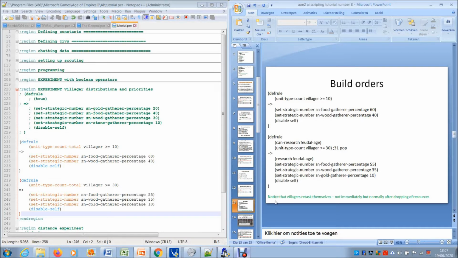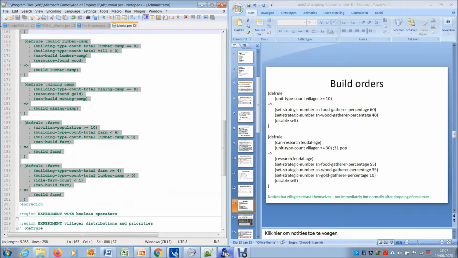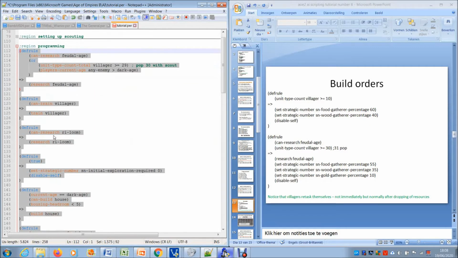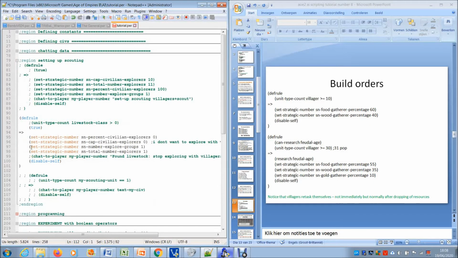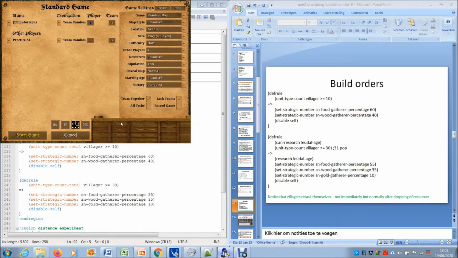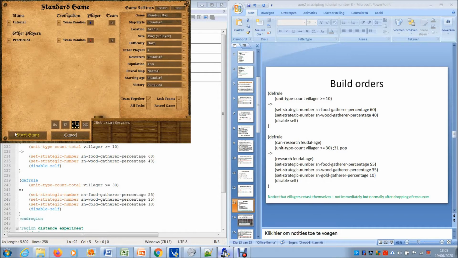We also will notice that the villagers retask themselves not immediately, but normally after dropping off resources. So we'll check that out. We have to uncomment all the other programming to see that the other building stuff will work. So we uncomment this, and with the scouting we uncomment this. We've saved. Okay, tutorial AI. Arabia, yeah.